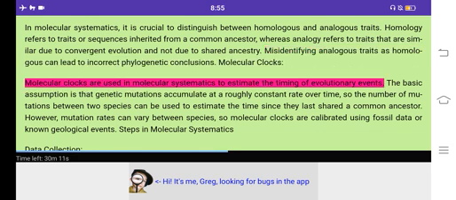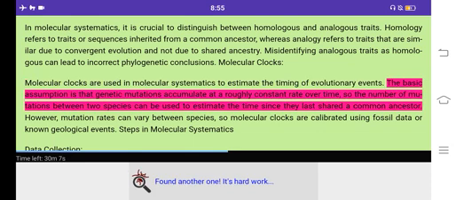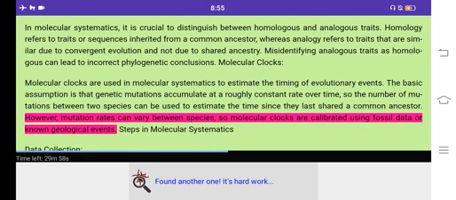Molecular clocks. Molecular clocks are used in molecular systematics to estimate the timing of evolutionary events. The basic assumption is that genetic mutations accumulate at a roughly constant rate over time, so the number of mutations between two species can be used to estimate the time since they last shared a common ancestor. However, mutation rates can vary between species, so molecular clocks are calibrated using fossil data or known geological events.